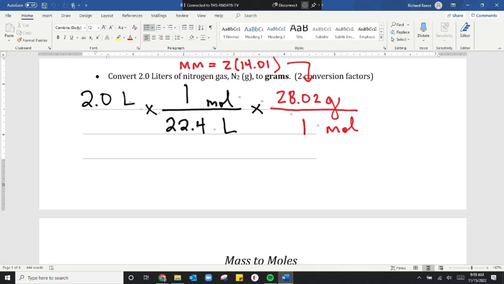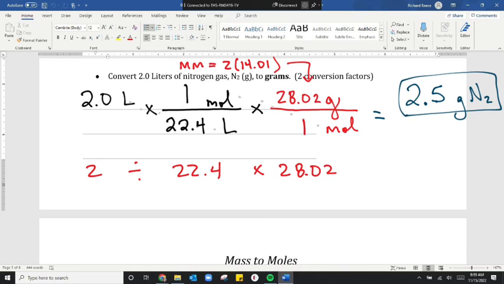So that's how you can deal with something where you go from volume to mass or mass to volume for these, at least for gases. So I'll say 2 divided by 22.4, and I'll multiply times 28.02 since it's up on top. So I'm going to get 2.5. What's my final unit going to be here? Grams. Grams of nitrogen.